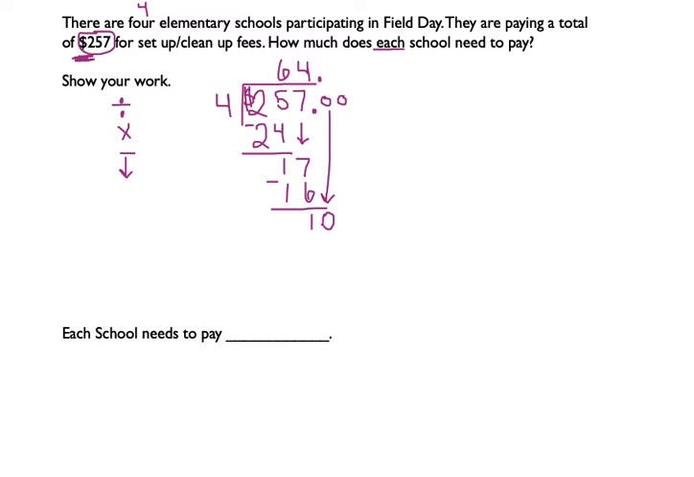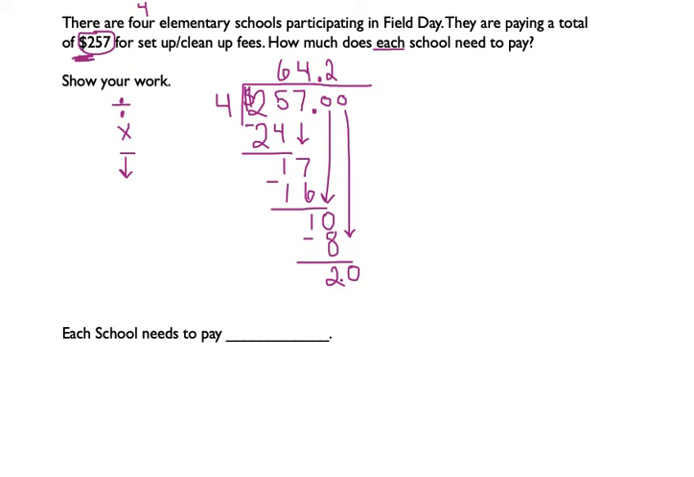4 goes into 10 2 times. Extend my line here for my quotient above. 2 times 4 is 8. Divide, multiply. Now I subtract. 8 taken away from the 10, I just have 2 left. And then bring down. There is still something to bring down. We bring down our 0.